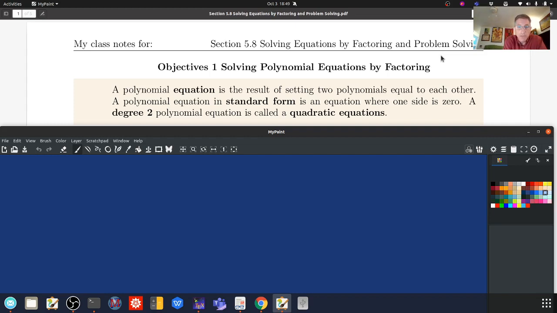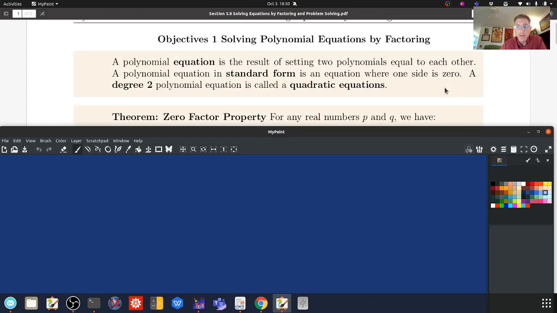So we'll read what's in the box. A polynomial equation is the result of setting two polynomials equal to each other. A polynomial equation in standard form is an equation where one side is 0. So we'll always want to put our polynomial equations in standard form. And a degree 2 polynomial equation is called a quadratic equation.